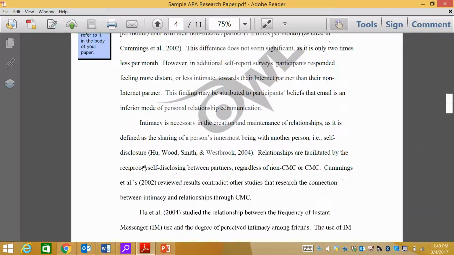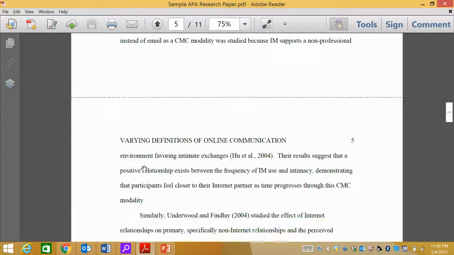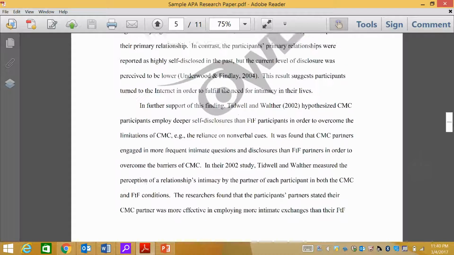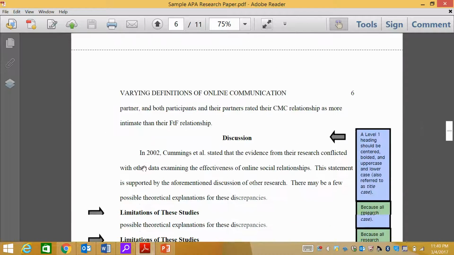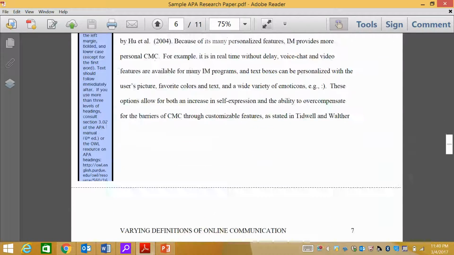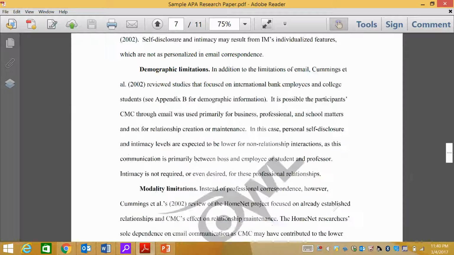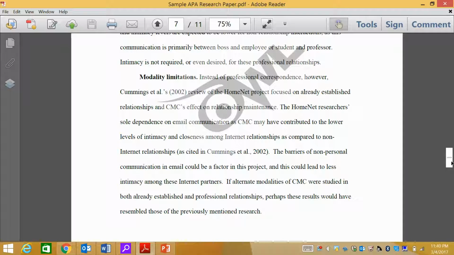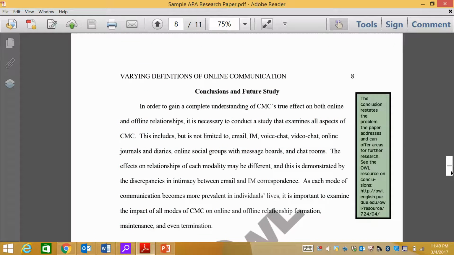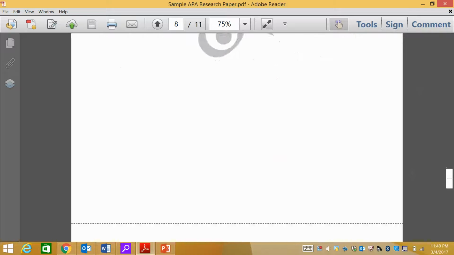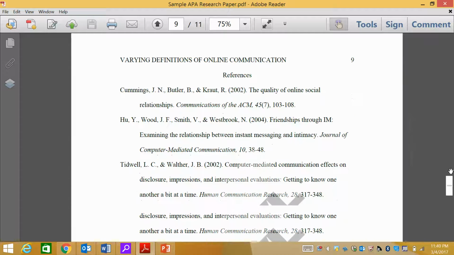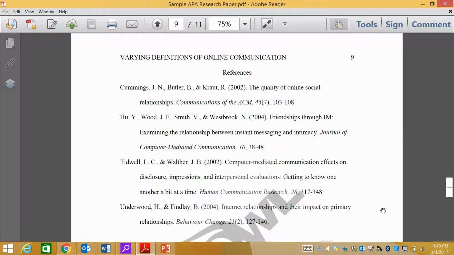So just note the in-text citation formatting, note the general formatting, and also, of course, when you get to the last page, note the references page formatting right here at the end. All ideal. That's what your paper should look like.